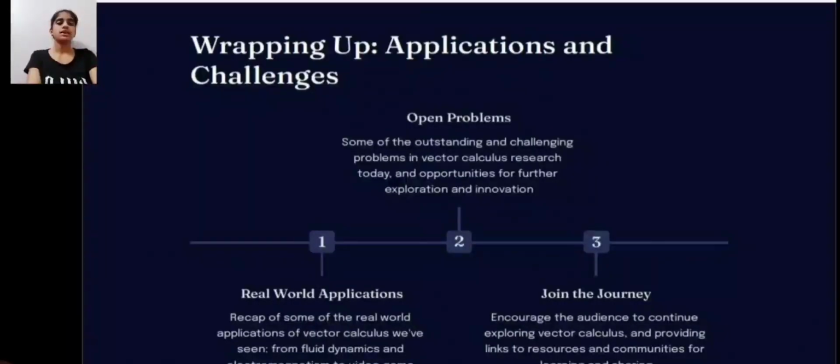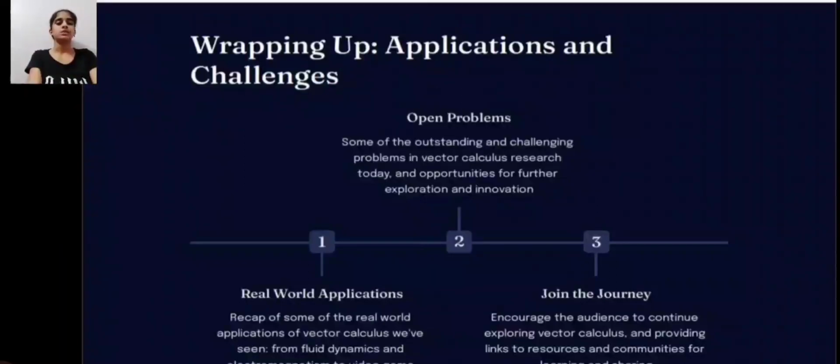Then the next, wrapping up: applications and challenges. In these vectors, we have applications. The first is open problems: some of the outstanding and challenging problems in vector calculus research today and opportunities for further exploration and innovation. That is divided into two. The first is real world applications and the second is join the journey.